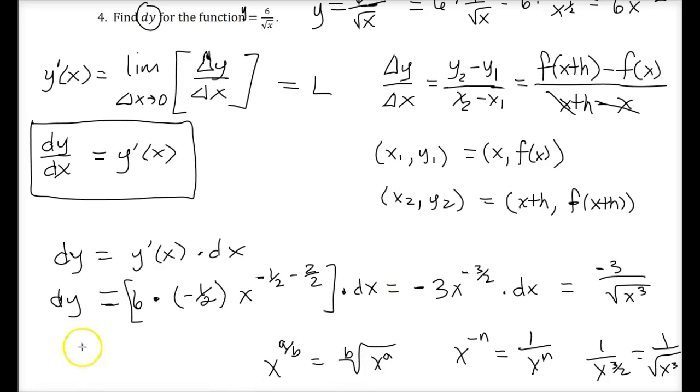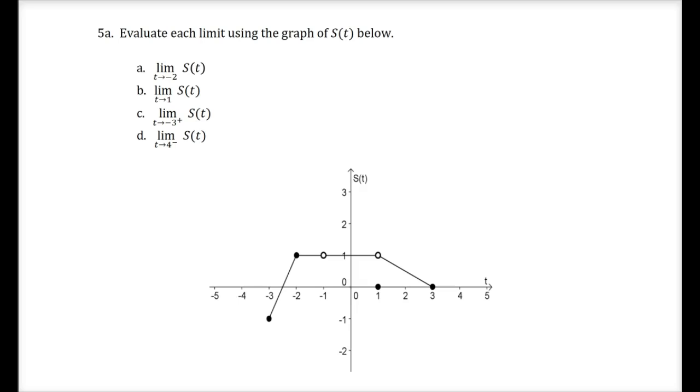All right, so let's move on to question number 5. For question number 5a, we're asked to evaluate each limit using the graph of the function below. And so when we're asked to evaluate a limit, what we're really studying is the behavior of the function. So if we have something like example 8, where it just has the limit of the function s of t as t approaches negative 2, then what that means is, what is the behavior of s of t as t approaches negative 2 from both the left as well as the right?